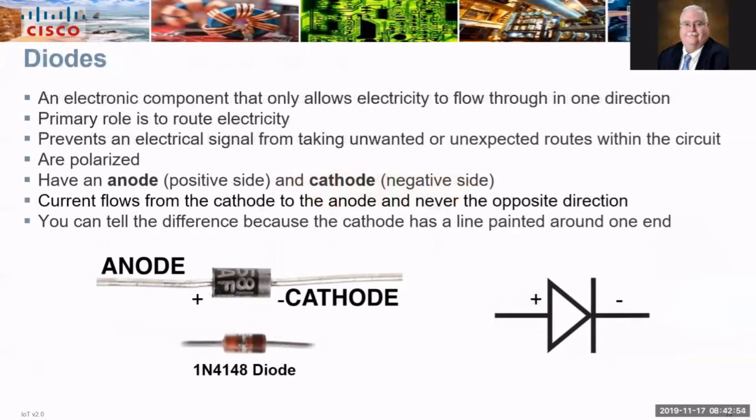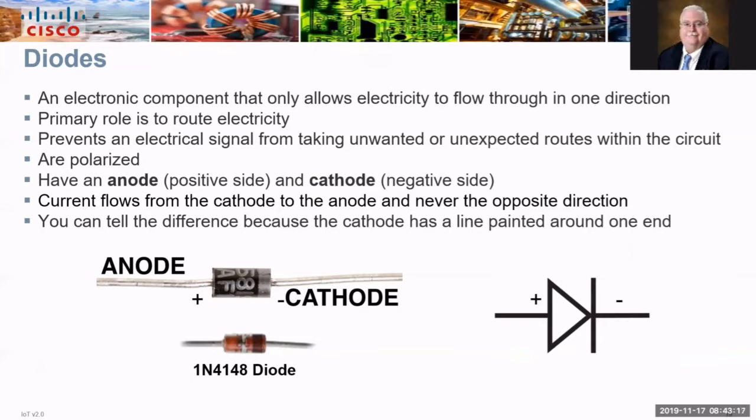A diode is an electronic component that only allows electricity to flow through it in one direction. Its primary role is to route electricity. They have an anode, the positive side, and a cathode, the negative side. They are polarized, meaning current only flows from the cathode to the anode and never the opposite direction.